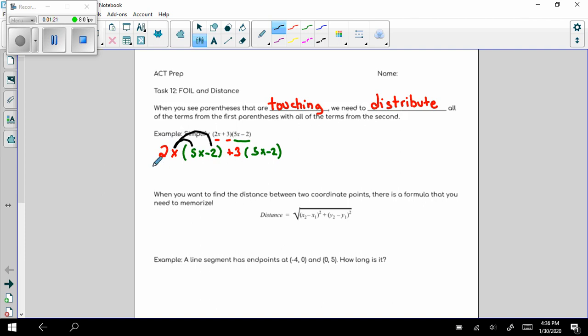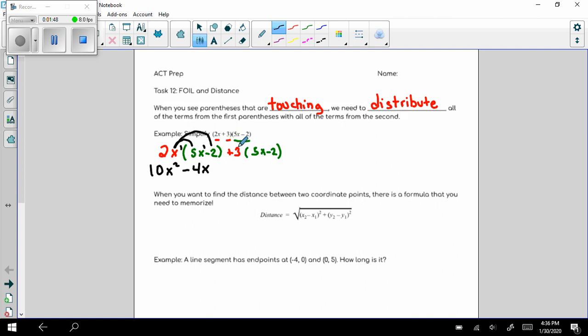2 times 5 is 10. When we multiply variables, we add the exponents. When you have a variable without an exponent visible, it's an imaginary 1. So we're going to say 10x, 1 plus 1 is 2, so that would be 10x squared. Now we're going to go 2x times negative 2. 2 times negative 2 is negative 4, and we can't forget about our x.